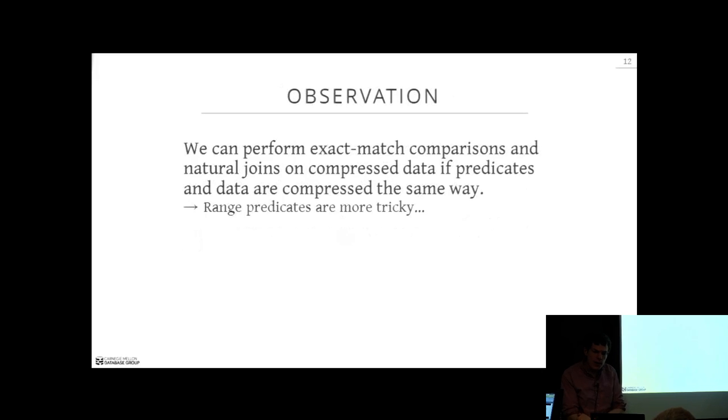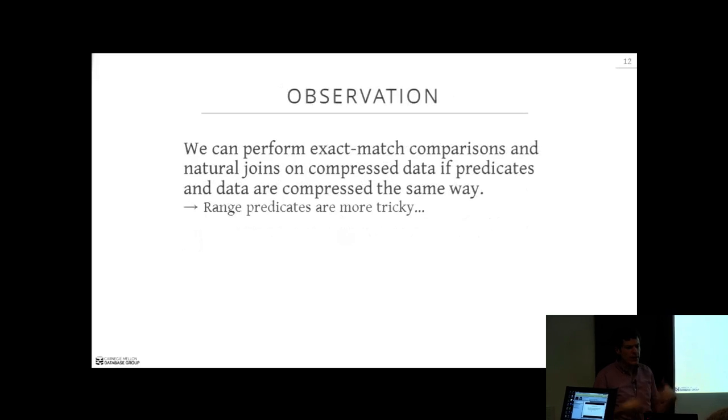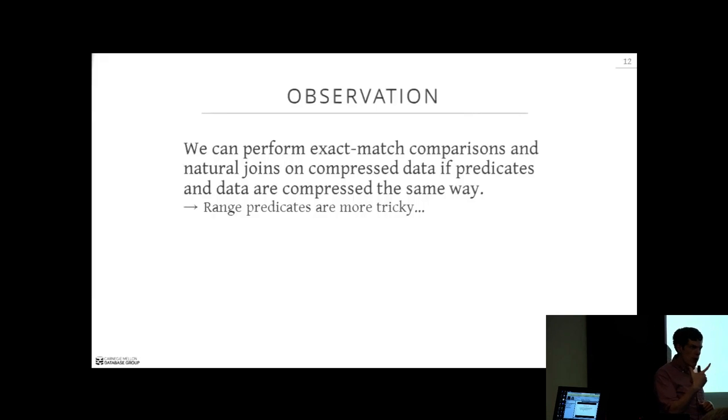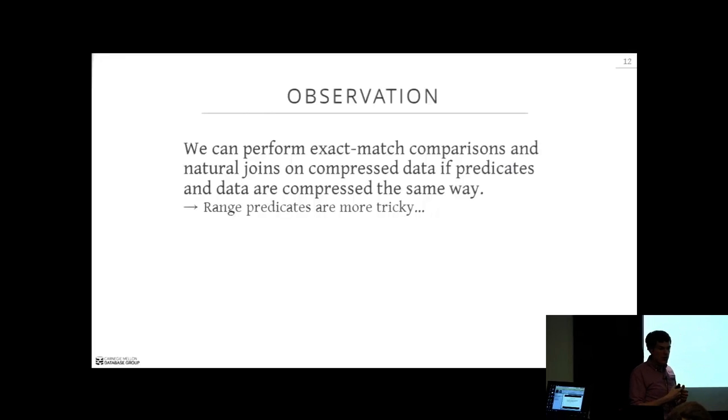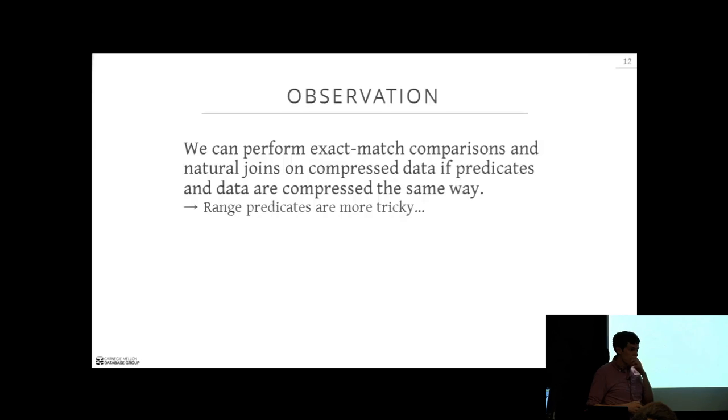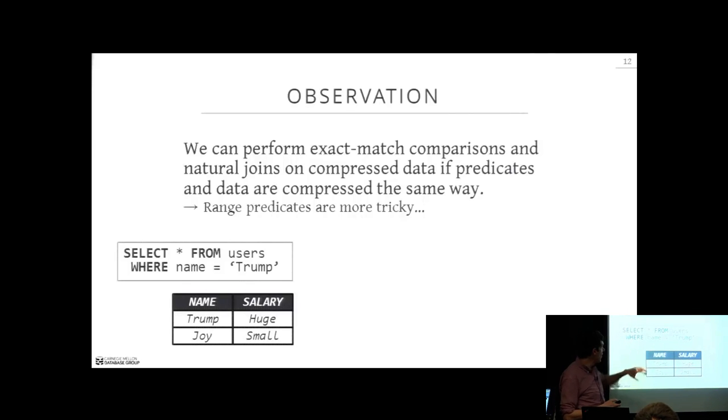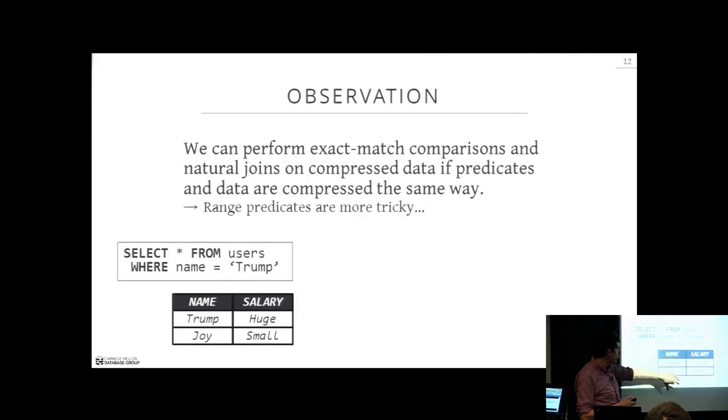All right, so another key thing to point out, related to that, is can you operate directly on the compressed data. If the predicates in your query are compressed the same way that your data is compressed, then you don't have to do any decompression. Let's show an example here. Let's say we have a database that has two tuples, with a name and salary, and then we have some query here. We want to find all the users where the name equals Trump.